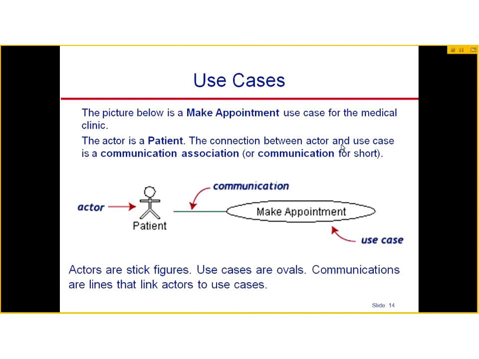The picture below is a make appointment use case for the medical clinic. The actor is a patient. The connection between actor and use case is a communication association, or communication for short. So the patient is communicating with the make appointment use case to make an appointment. Use cases are represented through ovals or circles. Communications are lines that link actors to use cases in this way.